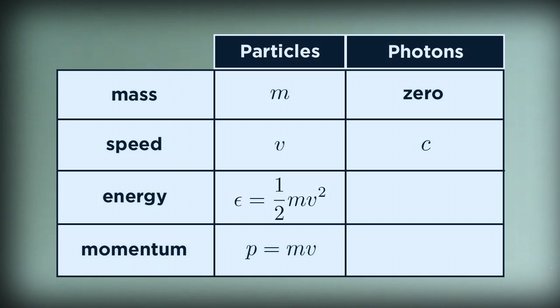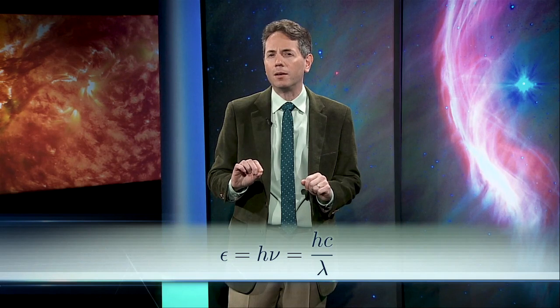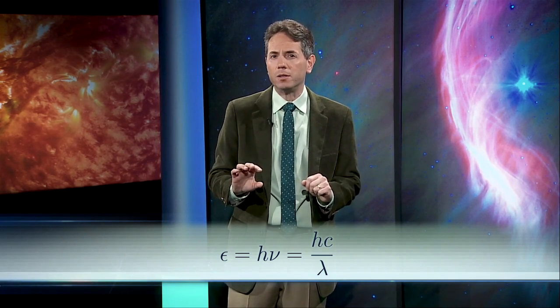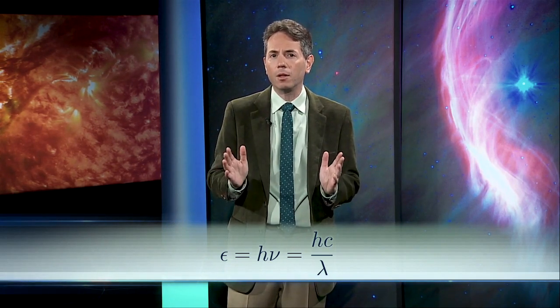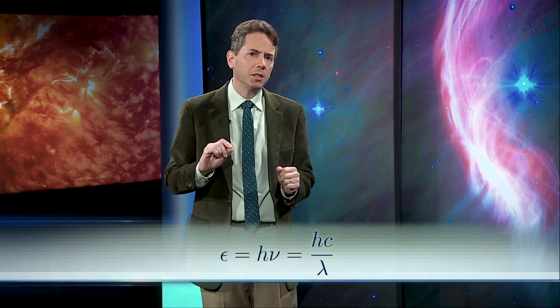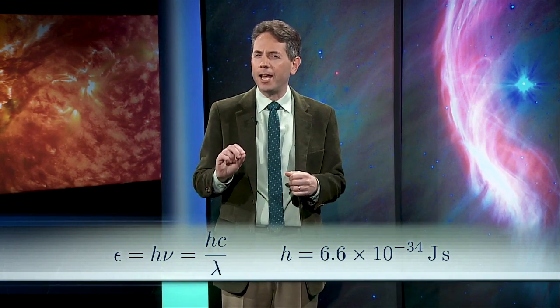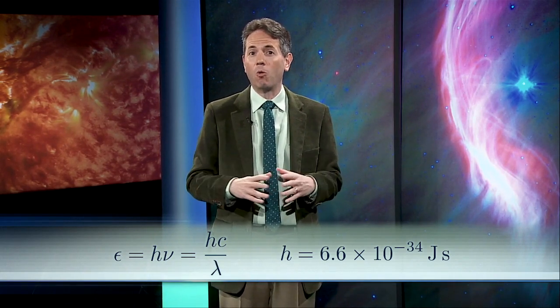The energy of an individual photon is h times nu, or equivalently hc over lambda. That's right. Even though it's a single particle, a photon has an associated frequency, nu, and a wavelength, lambda. That constant of proportionality, little h, that's Planck's constant again. Whenever you see little h in an equation, you know you're dealing with quantum theory.